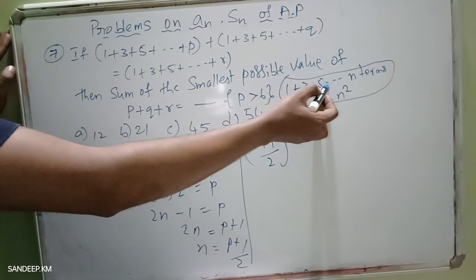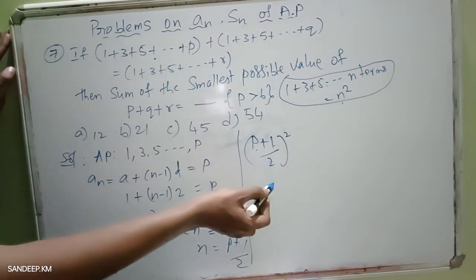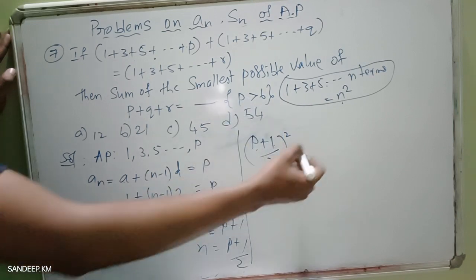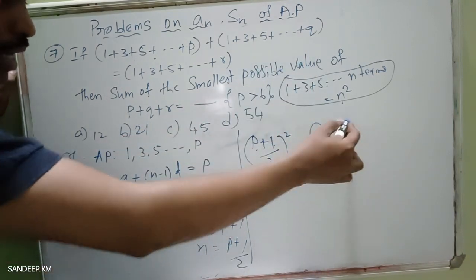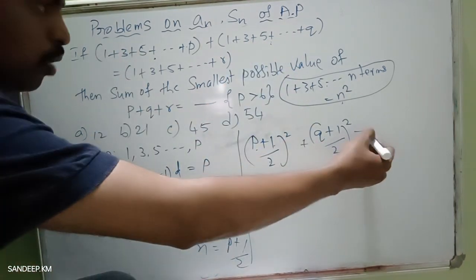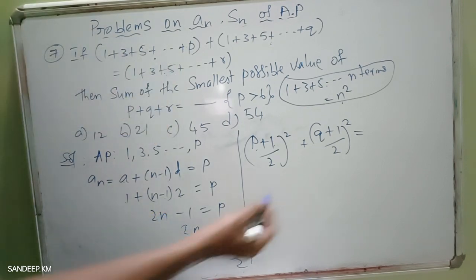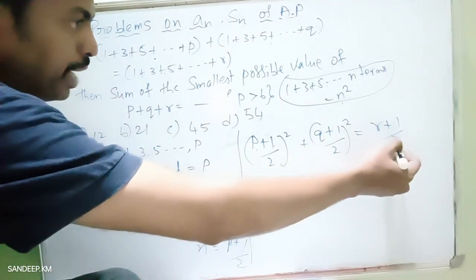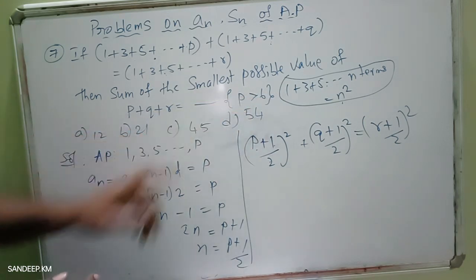If the number of terms is n, the sum is n square. If the number of terms is (p plus 1) by 2, then the sum is ((p plus 1) by 2) whole square. And what about this? ((q plus 1) by 2) whole square, because the number of terms will be (q plus 1) by 2, just like this. And what about this? The number of terms will be (r plus 1) by 2, therefore it is equal to ((r plus 1) by 2) whole square.